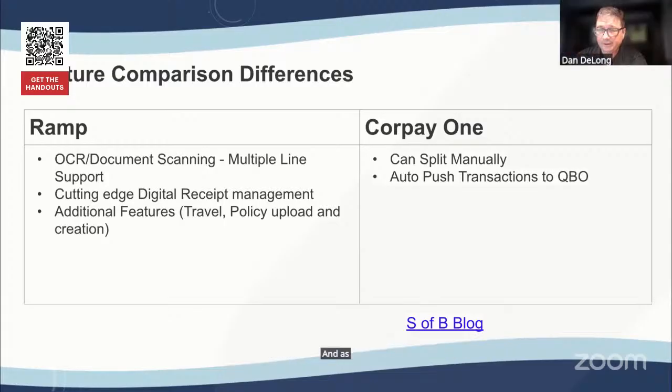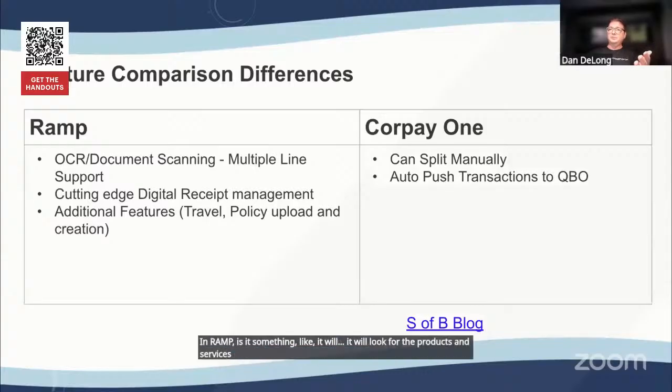And as far as recognizing the item or category in Ramp, is it something like it will look for the products and services and map to it if it has an equal thing, or do people need to go into the platform?